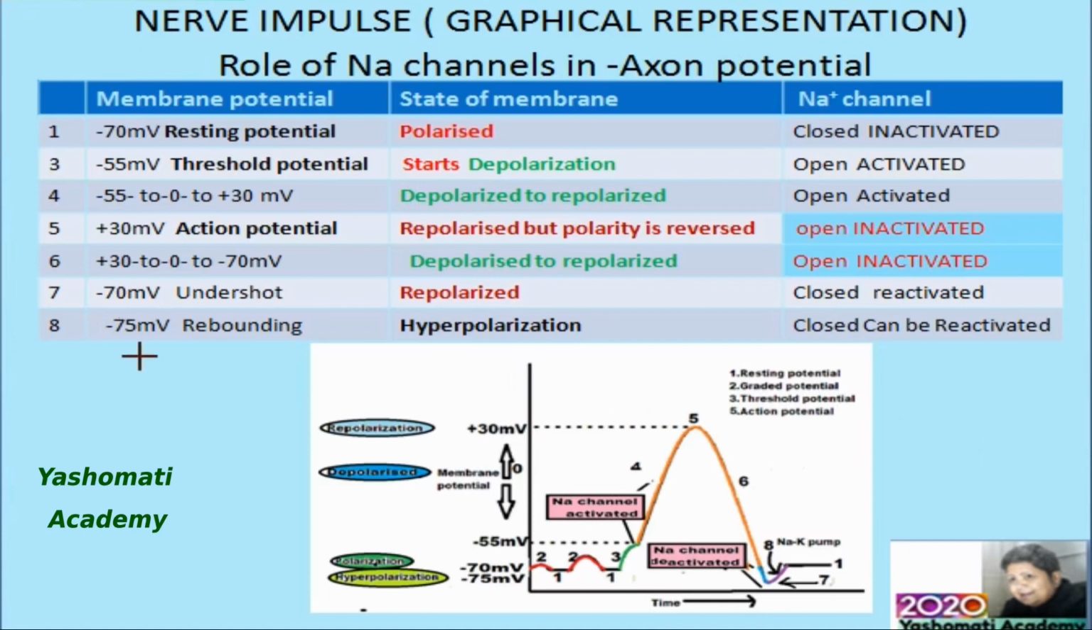Now when the potential drops to minus 75 millivolt, this drop acts like a graded potential, and the sodium potassium pump tries to restore it, and it is restored by the sodium potassium pump up to minus 70 millivolt. This stage, when the plasma membrane is more negatively charged as compared to the resting stage, is called hyperpolarization. At this stage, the sodium channels are closed, but they can be reactivated.